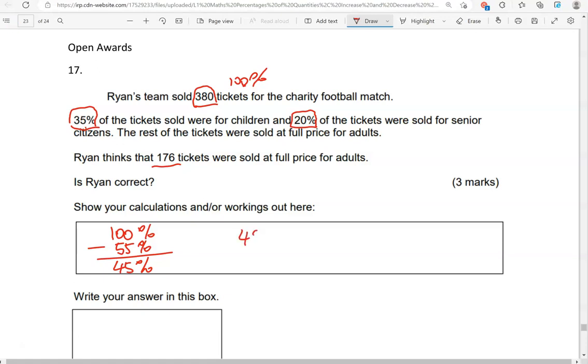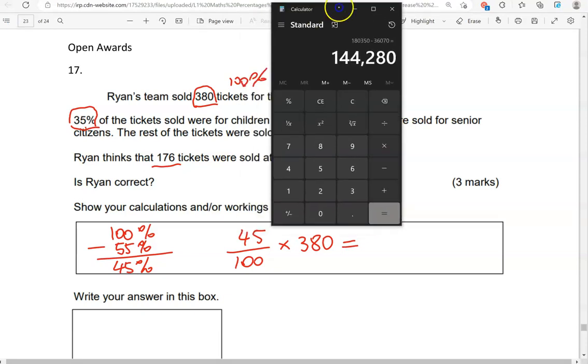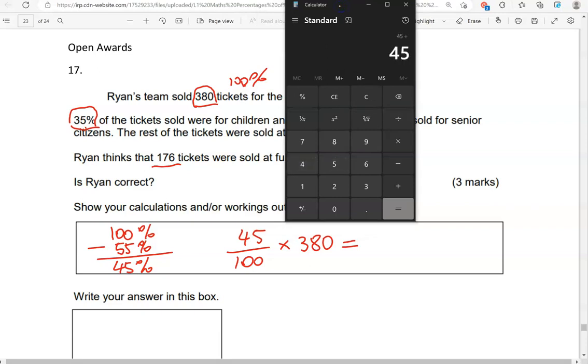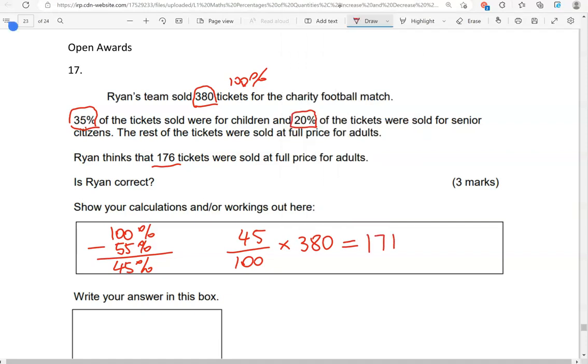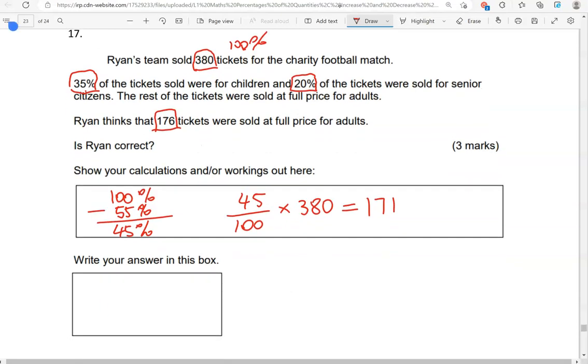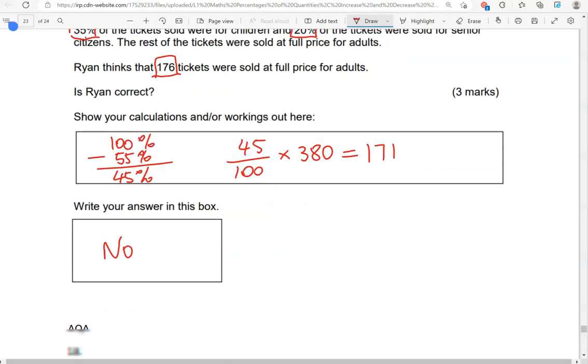So 45% of 380, which is the total number of tickets, should give us how many tickets were sold at full price. So 45 divided by 100 times 380 gives us 171 tickets. Is that 176 that Ryan suggests? No. So we're going to say no, he's not correct.